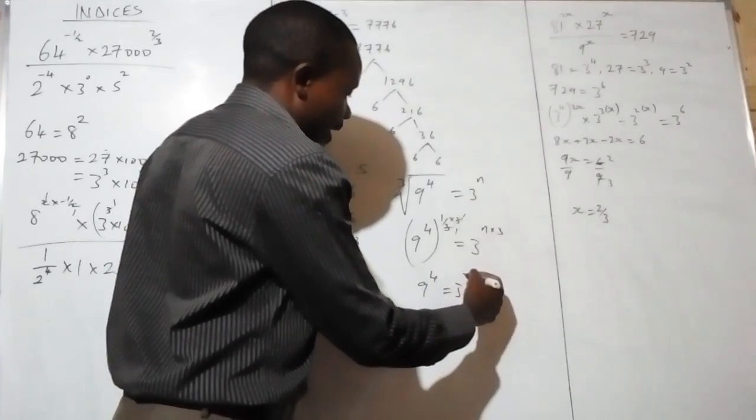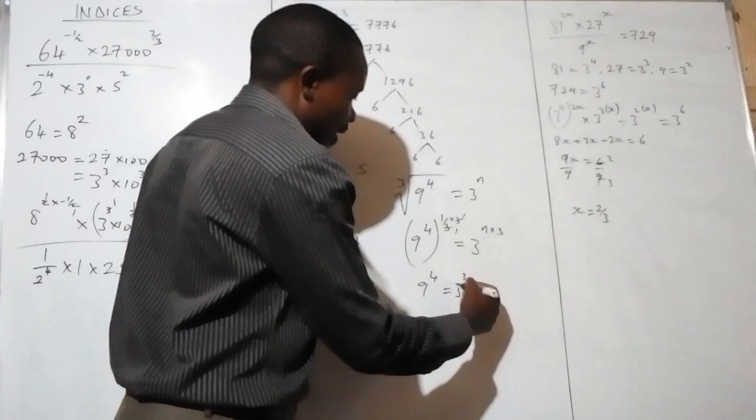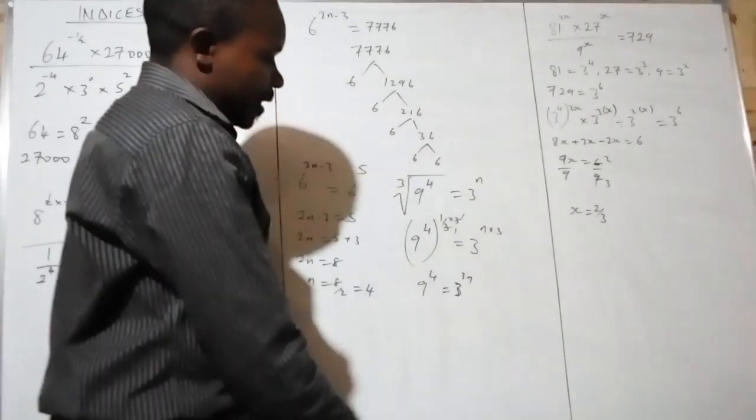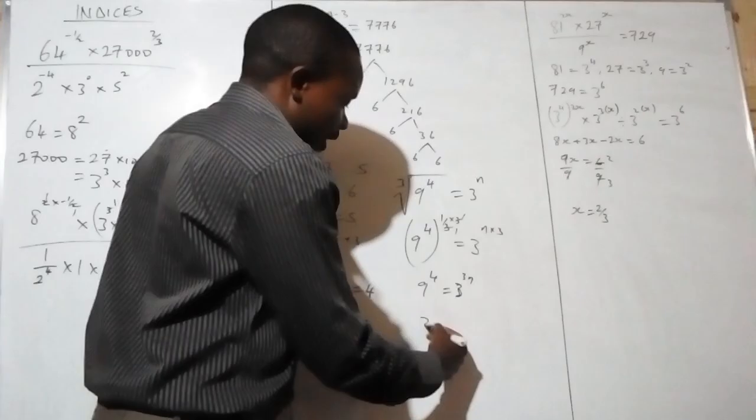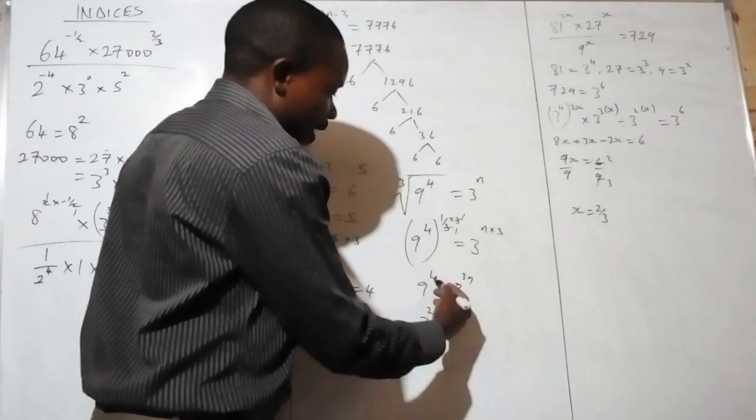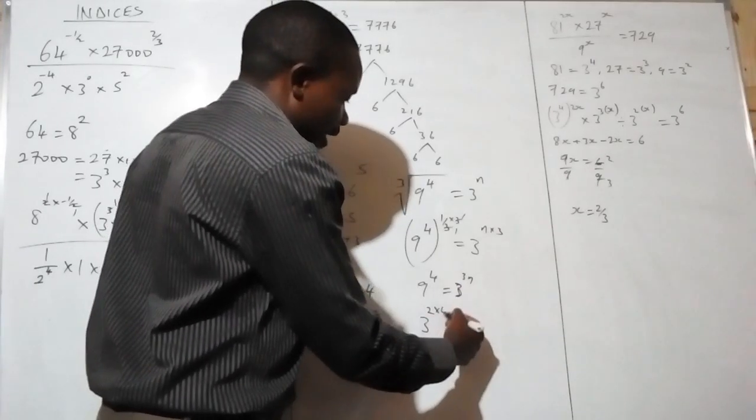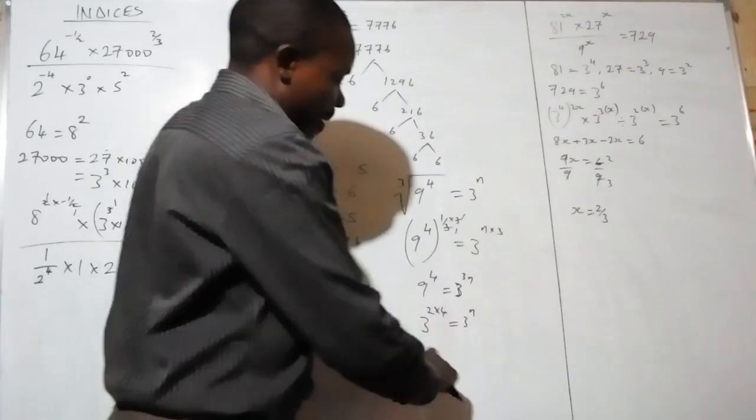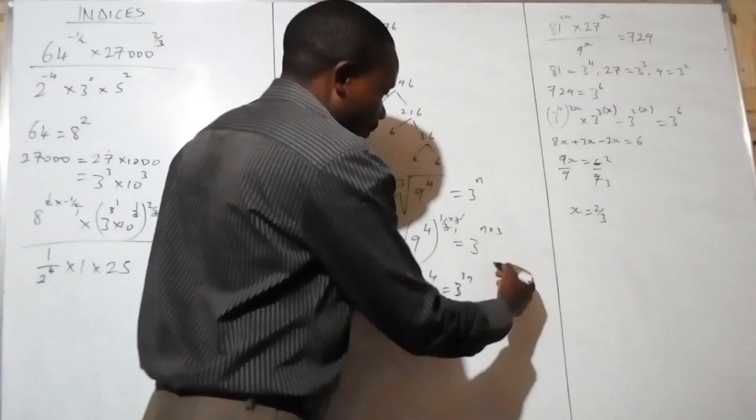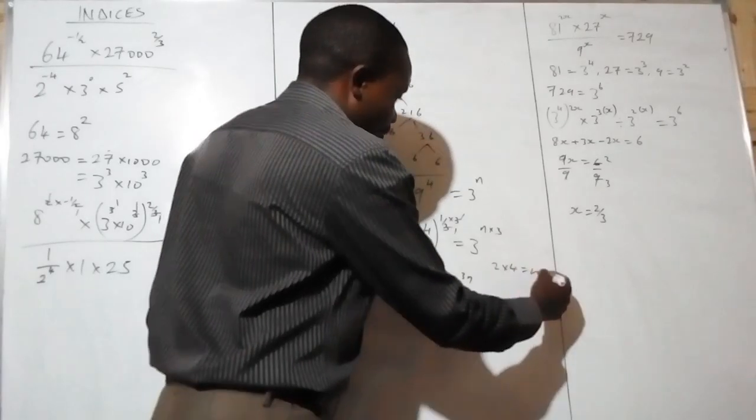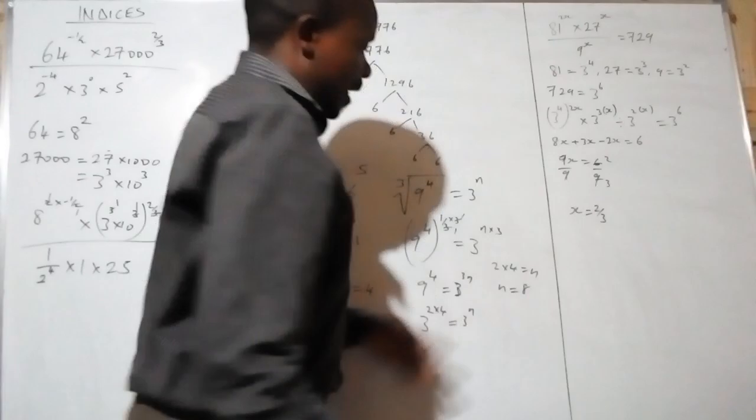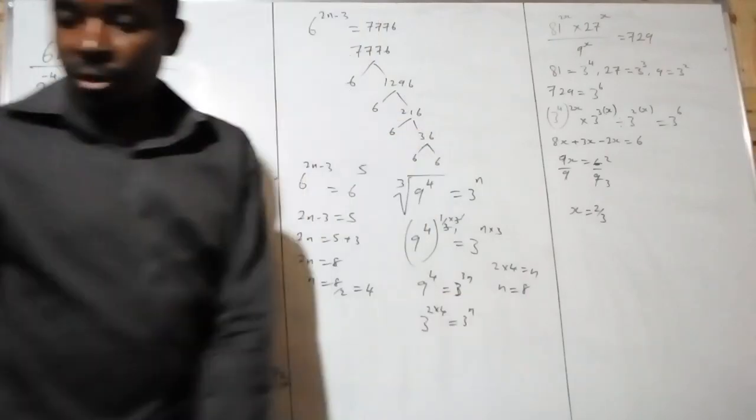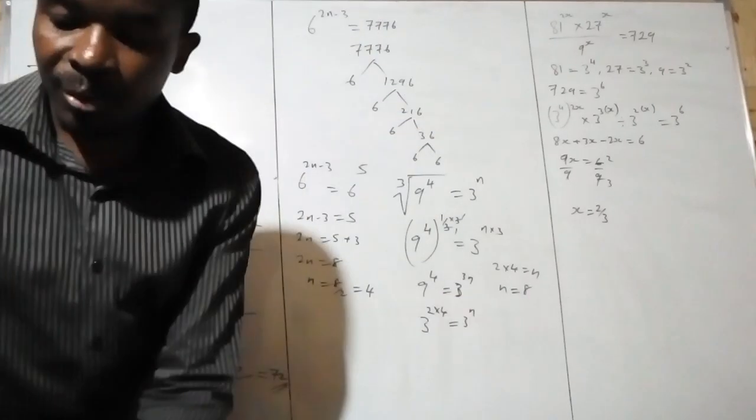9 can be expressed to base 3 to be 3 raised power 2, but here we have 4 times this 4 is equals to 3 raised power n. Drop the bases and work out the powers to have 2 times 4 is equals to n, and your n will be 8. N will be 8. So the sums on indices, they are very simple. They are simple sums to score.